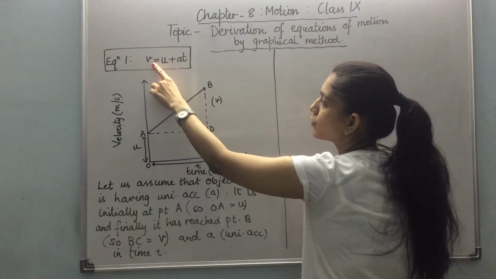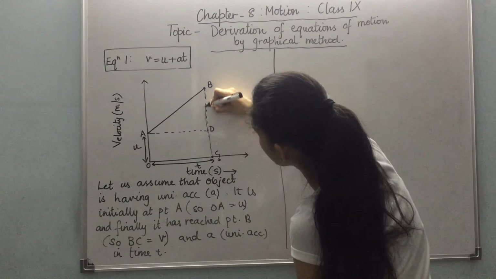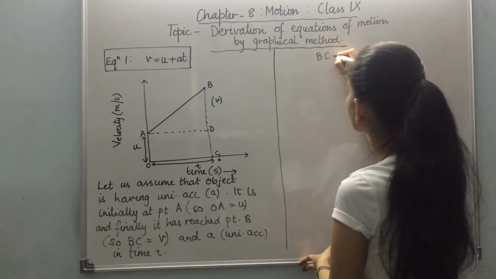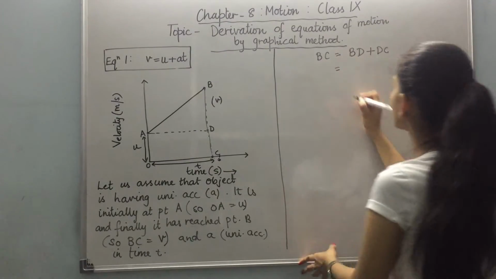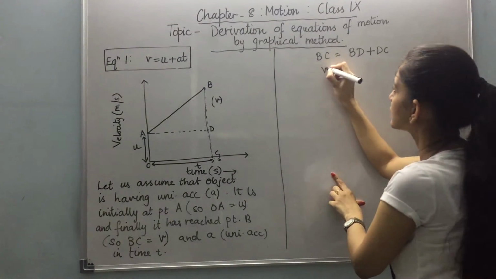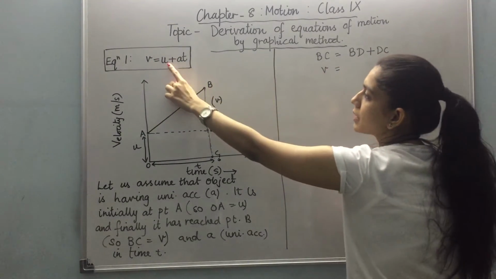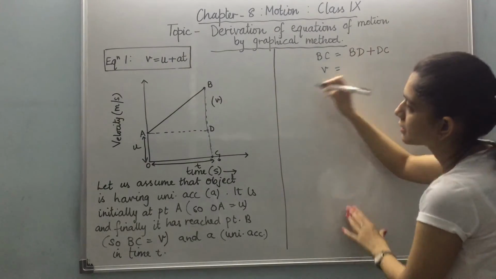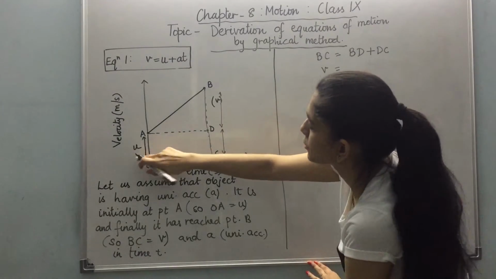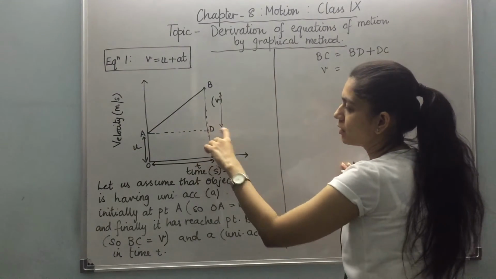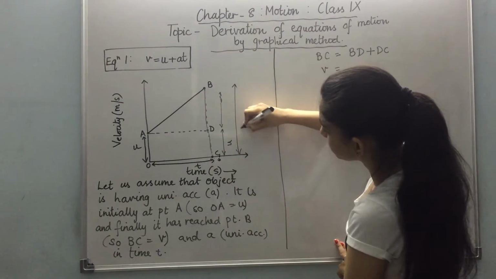See, we have to start with v. Now here according to the graph, v is represented by this BC line. So we can say BC is equals to BD plus DC. Let us try to distribute this. BC is v, so we have already got our LHS. We want to bring here u plus at. BD, see, if I see this BD, this is u. So parallelly, this CD also has to be u. Now the entire BC is v.